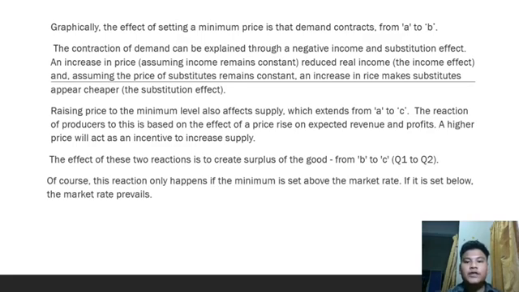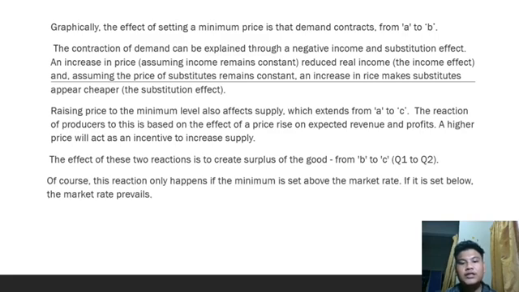Graphically, the effect of setting a minimum price is that demand contracts from A to B. The contraction of demand can be explained through a negative income and substitution effect. An increase in price, assuming income remains constant, reduces real income, the income effect, and assuming the price of substitutes remains constant, an increase in price makes substitutes appear cheaper, the substitution effect.